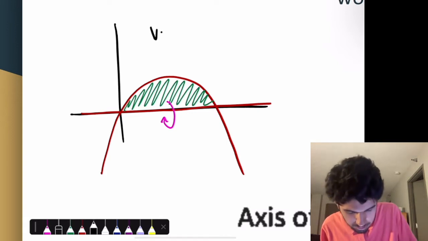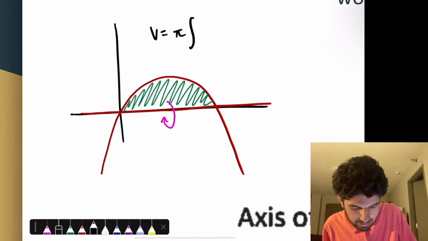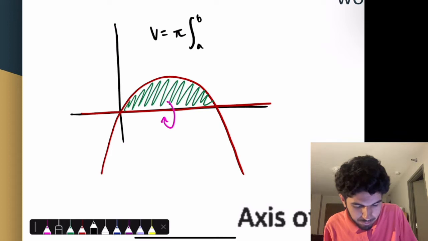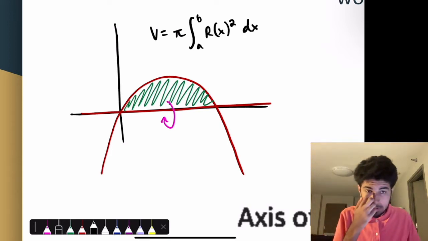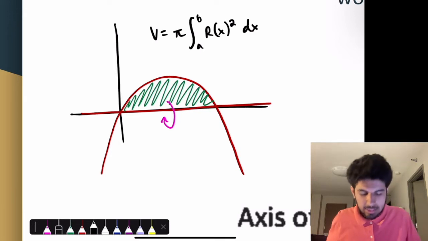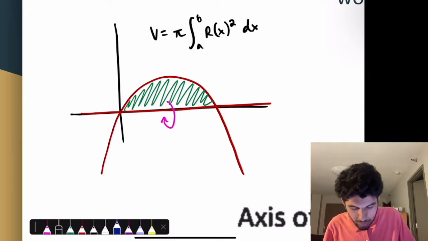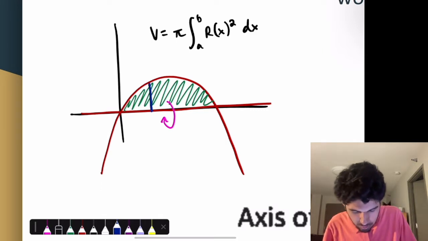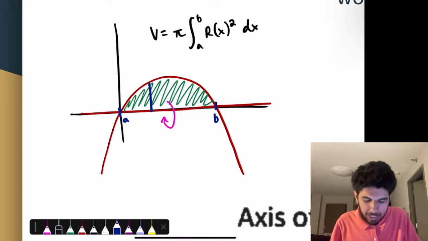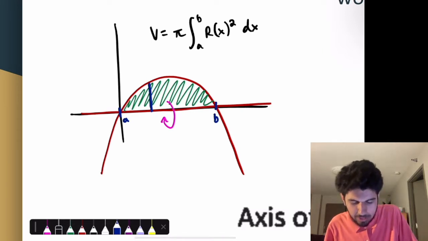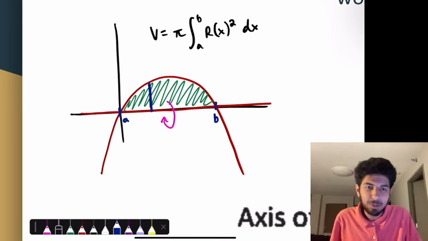We said that the volume is equal to pi times the integral from a to b of r of x squared dx. Remember, r was the radius. Within our bounds, this would be a, this would be b. We have all of these little radii that we're revolving.